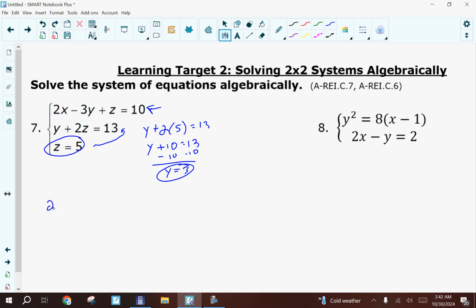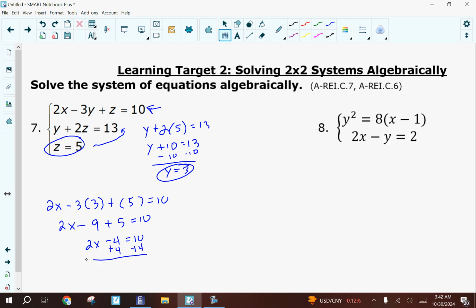So now that we have 2 answers, then we go back up and we use this equation. So I'm going to do that over here. So 2x minus 3 parentheses plus parentheses equals 10. I'll stick in the y equals 3. Then I'll stick in the z equals 5. So this is 2x minus 9 plus 5 equals 10. -9 and 5 go together, so 2x minus 4 equals 10. Then we add 4, add 4. So we get 2x equals negative 4. Divide by 2. We get x equals negative 2. So our final answer has to be written kind of like a point. So it'll be negative 2, comma 3, comma 5.